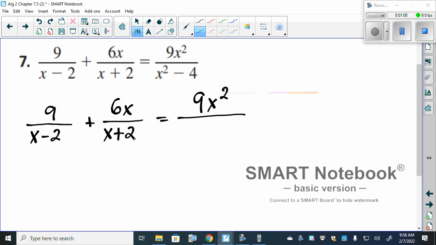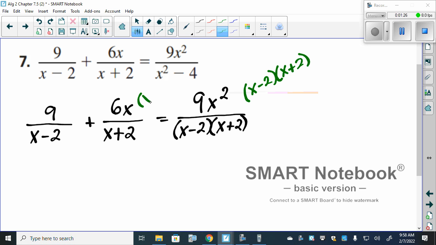But the x squared minus 4 is factorable. And it would factor to what? x minus 2 and x plus 2, because that is a difference of perfect squares. So what do we need to multiply each one of these by to get the denominators to cancel? Yes, x minus 2 and x plus 2, or we can say x plus 2 and x minus 2.